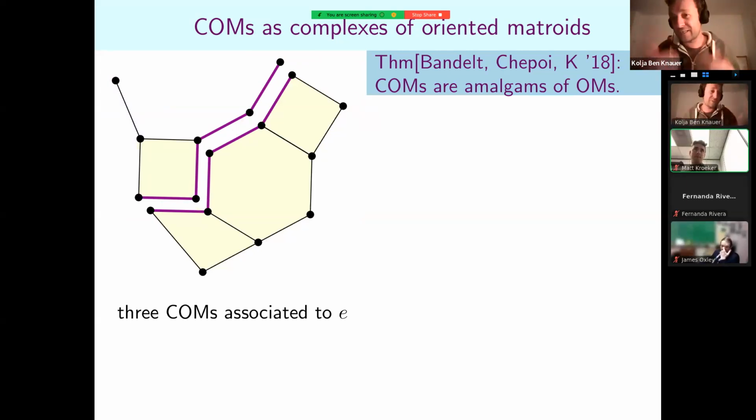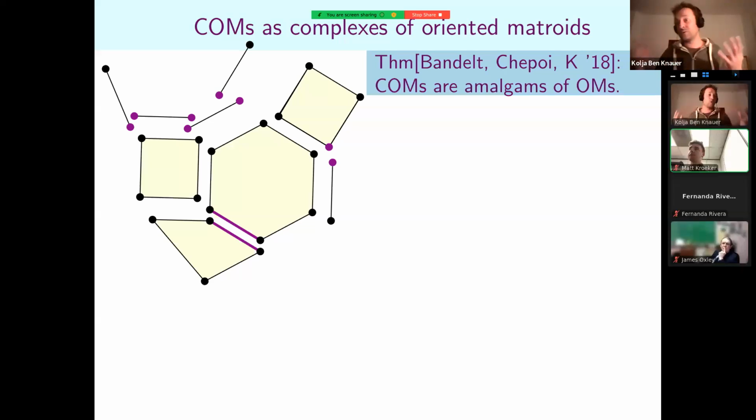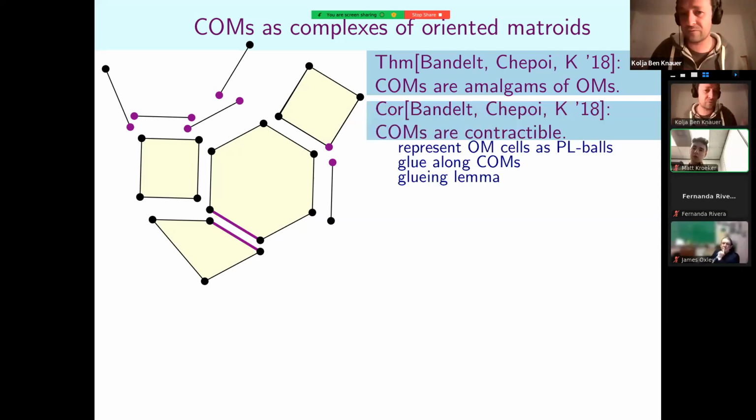And this process I can repeat iteratively on the components until I end up only with oriented matroids, with original cells. So not only is every cell a nice thing, which is an oriented matroid, but I can actually glue them together in a nice way to obtain the final object. And this helps to prove a couple of properties of COMs, for instance, that they're contractible and such things.